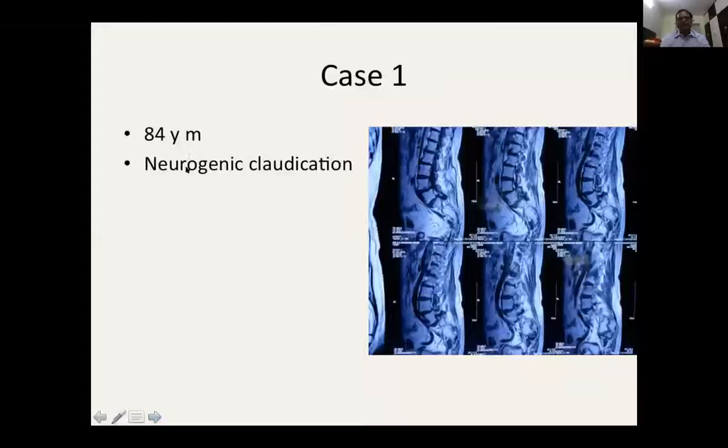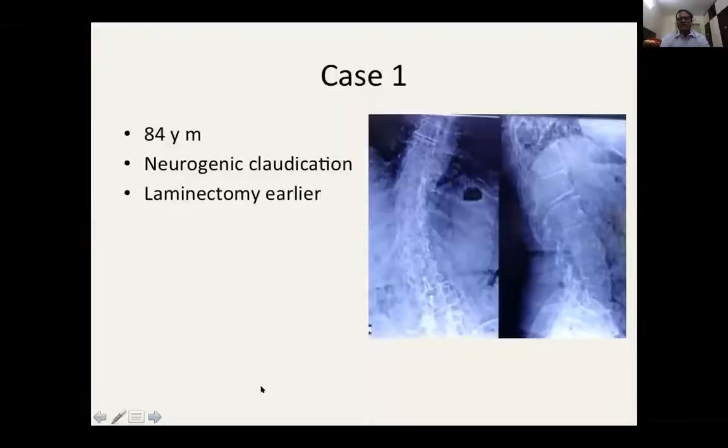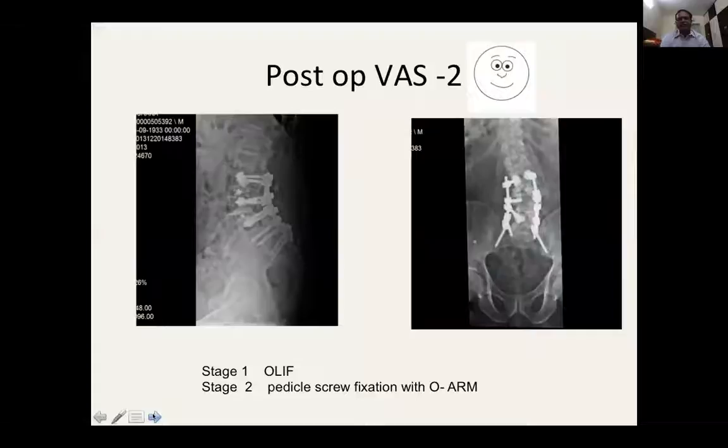This is a case of an 84-year-old gentleman with neurogenic claudication, and he had 2 laminectomies earlier. He came with listhesis and scoliosis with an osteoporotic spine. So we planned initially, we did an oblique lumbar fusion in stage one. You can see here at 2 levels we did an oblique fusion that corrected the scoliosis to a certain extent, and then we did posteriorly a pedicle screw fixation with the O-arm and navigation.